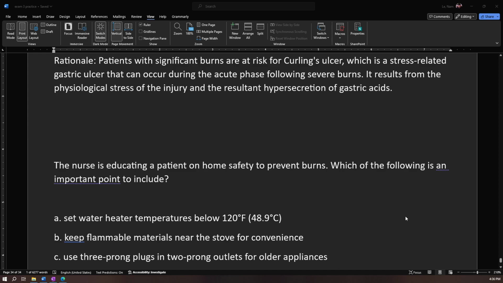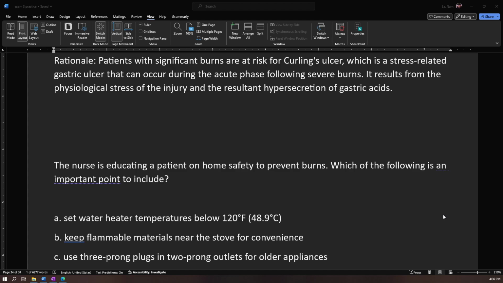Rationale. Patients with significant burns are at risk for Curling's ulcer, which is a stress-related gastric ulcer that can occur during the acute phase following severe burns. It results from the physiological stress of the injury and the resultant hypersecretion of gastric acids.